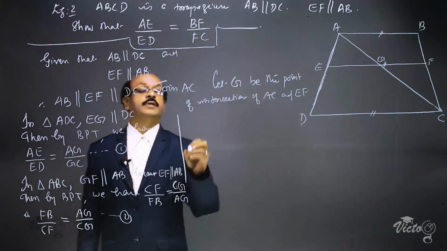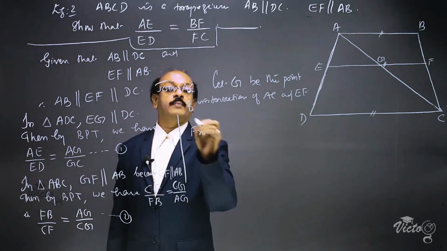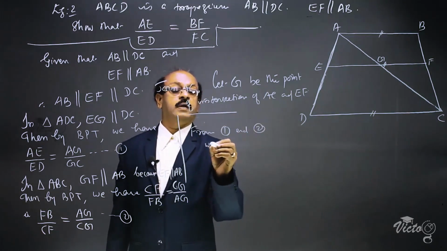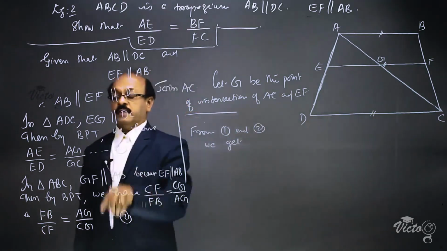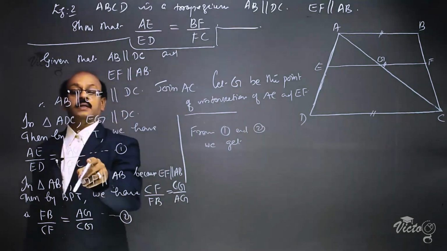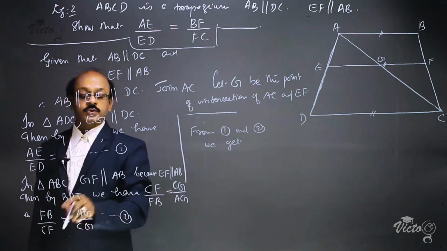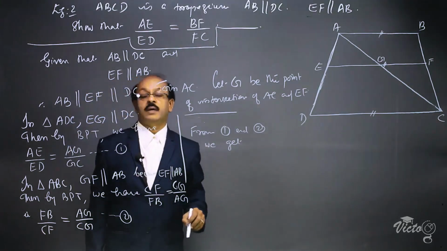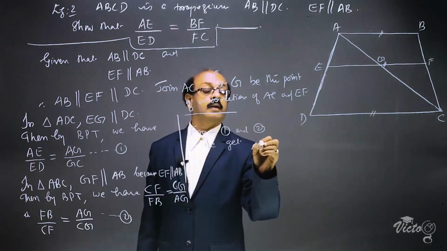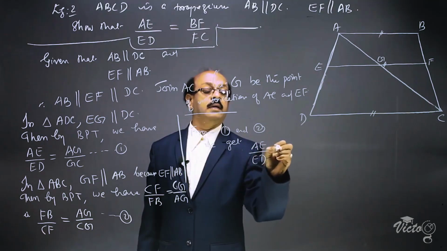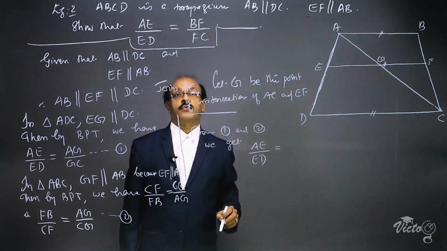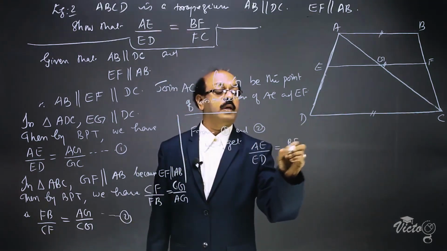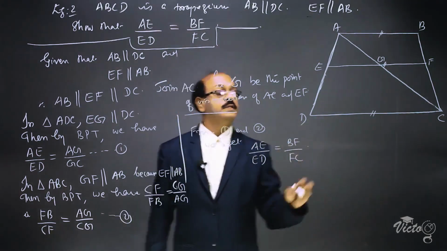From equations 1 and 2, we get that the right sides are equal. Here the right side is AG by GC, and here also the right side is AG by GC. Both are equal. Therefore, AE by ED is equal to BF by FC. Hence proved.